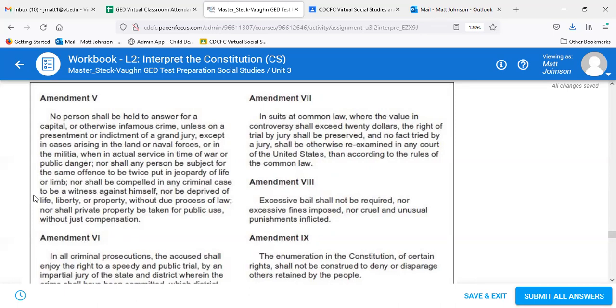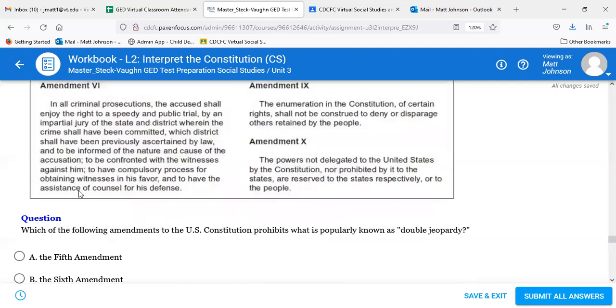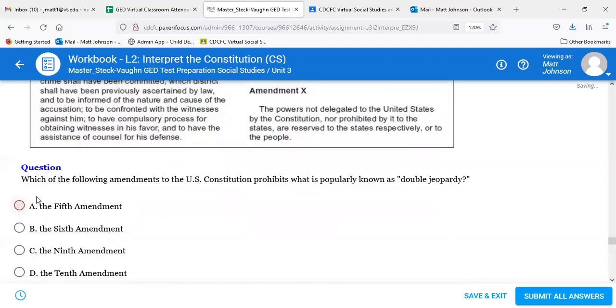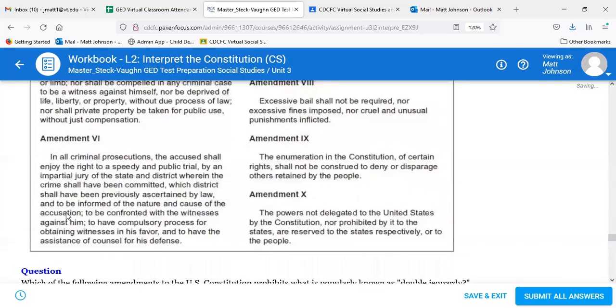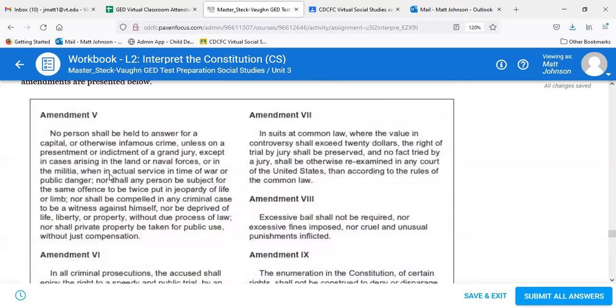Oh, I don't know. I think A, the Fifth Amendment. I'll show you right here. So where it says, well, now I can find it. Nor shall any person be subject to the same offense. I don't think it's necessarily that she didn't know.